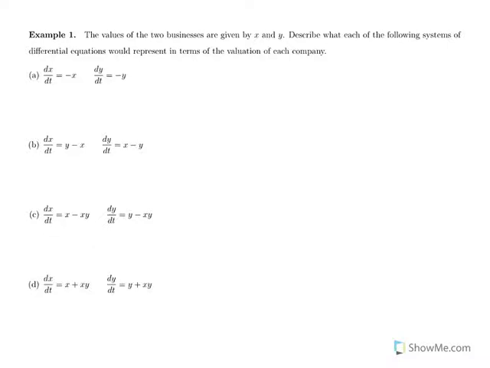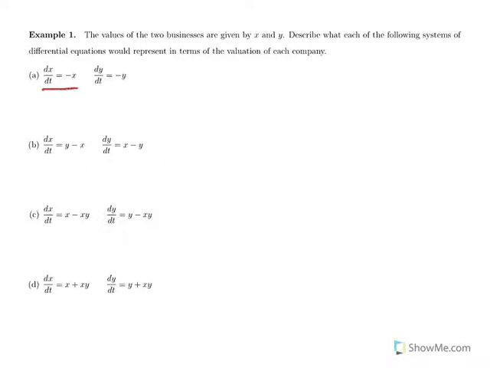And we're going to describe what each of the following systems of differential equations would represent in terms of the valuation of each company. We're going to try to determine, is there a food competition idea, a symbiosis idea, a predator-prey thing happening, or maybe is there something else going on? To look at this, we are going to be focusing on the signs of the terms in each differential equation. So first, let's look at the first thing here, A.